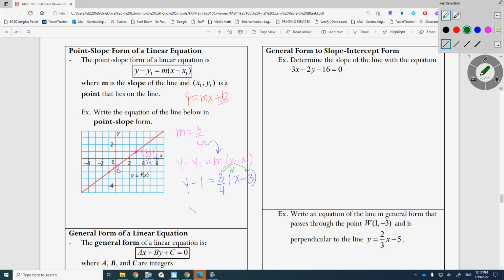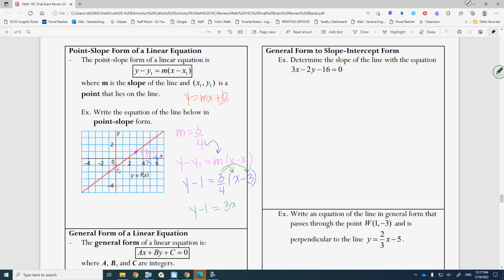And you would get y minus 1 is equal to 3x over 4. If you again typed in 3 over 4 in a bracket times 3, that's going to be 9 over 4.